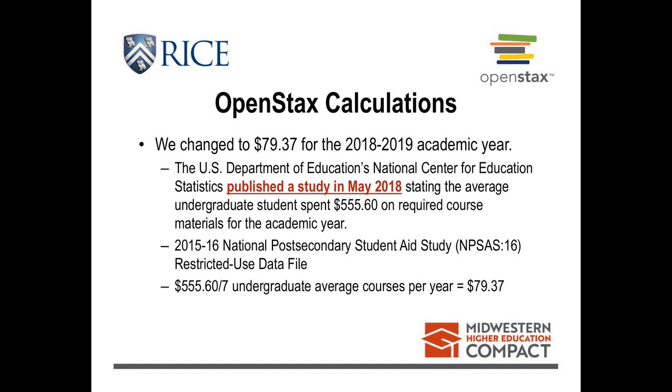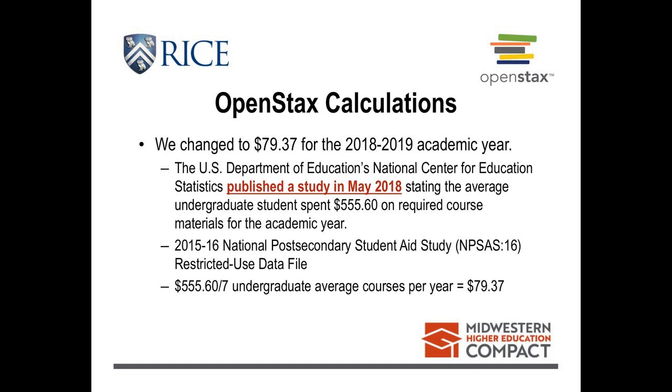So in May 2018, they said that the average undergraduate student spent $555 on required course materials for the academic year. And so what we did from there was we took that and divided that by the 7 undergraduate average courses per year, which is the average load. And that's how we got to our new number, that's 7937.